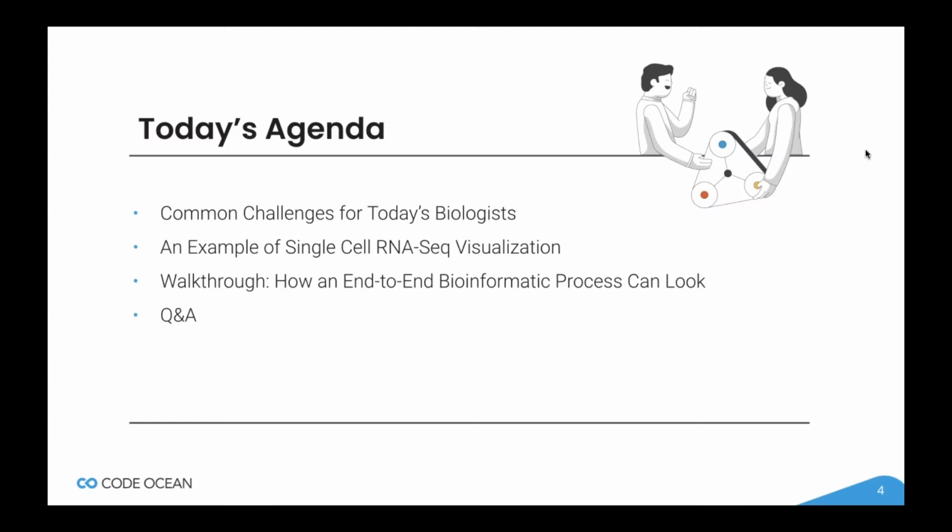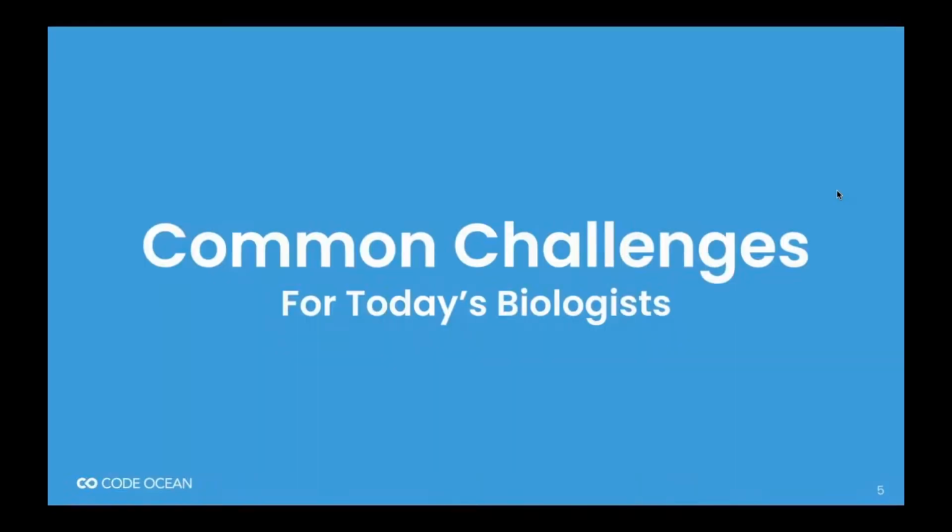And then once we cover the challenges you face in that targeted area, we're going to actually do a walkthrough of a solution and how ideally an end-to-end bioinformatic process can look to empower both the computational biologist and the bench scientist. And at the end, we will have a dedicated portion for Q&A, but if you have questions during the webinar, please feel free to put them in the question section. So first, we're going to get started by talking about common challenges for today's biologists and situations you might find yourself in as a bench scientist.